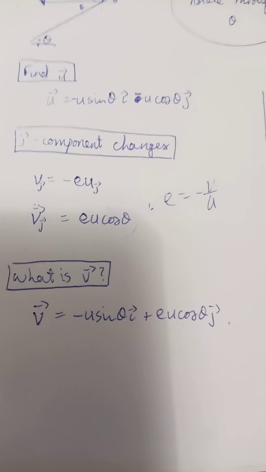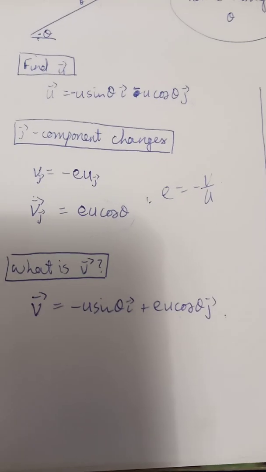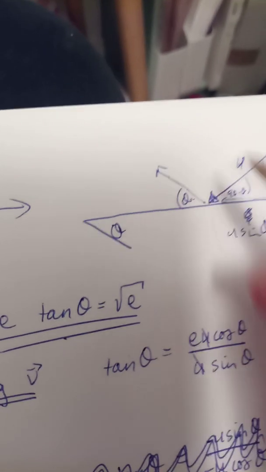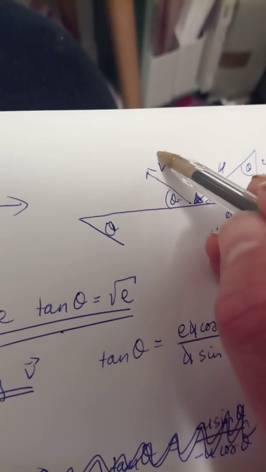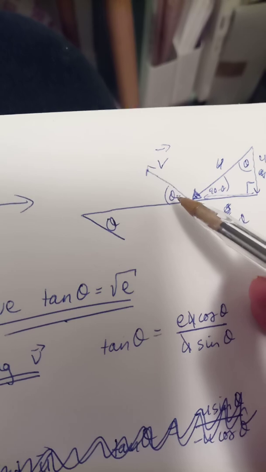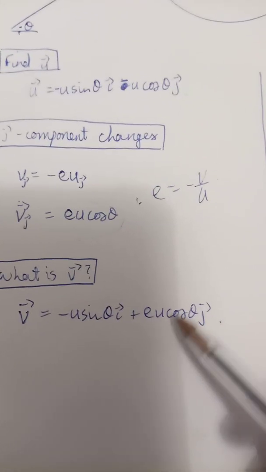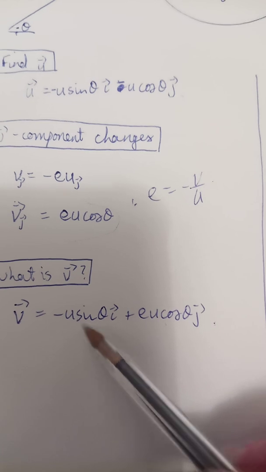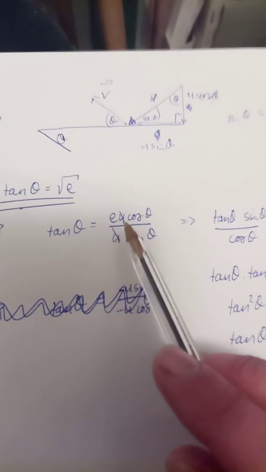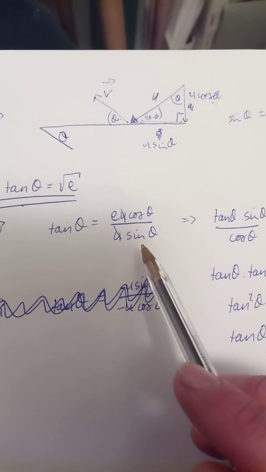The last thing you need to do now is prove that tan theta is equal to the square root of e. So we already had theta here, which is the same as theta there when we rotate it. That's the velocity vector afterwards. So let's get tan theta with that by putting the j's over the i's. So tan theta would be that divided by that, again just taking the positive values. So I get tan theta is equal to e u cos theta over u sine theta.